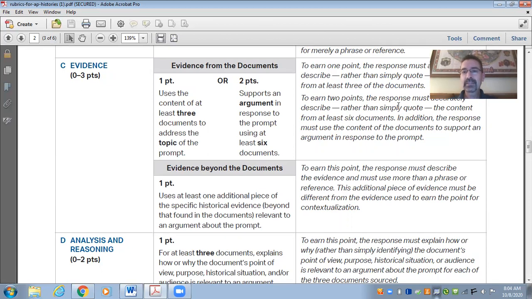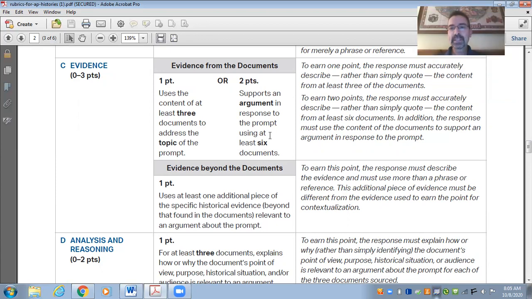Now, let's look at exactly what they say you're supposed to do in terms of actually using these documents. It says to earn the point, the response must accurately describe, rather than simply quote, the content from at least 3 of the documents. For 2 points, the response must accurately describe, rather than simply quote, the content of 6. In addition, the response must use the content of the documents to support an argument.